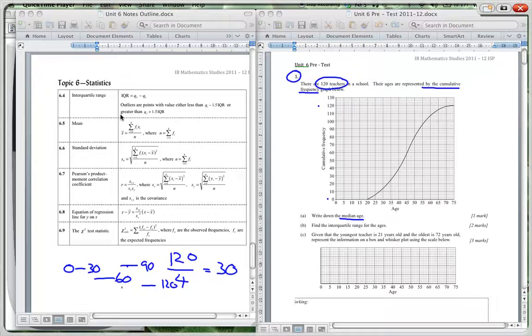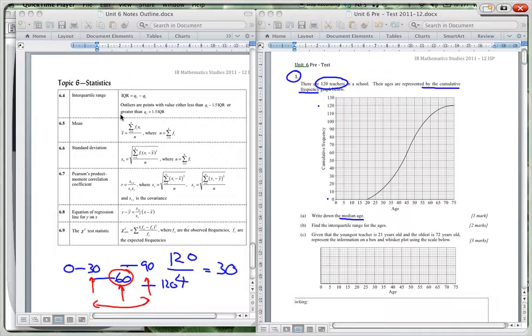This 60 value, the halfway value, is your median, your middle value. So that's going to give you a median value. This 30 value is going to be your first quartile, and your 90 is going to be your third quartile, and the difference between those two will be your interquartile range.